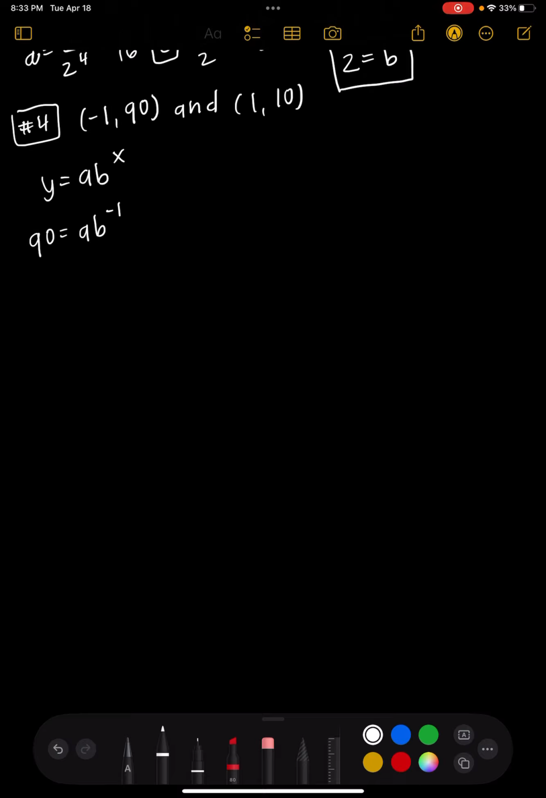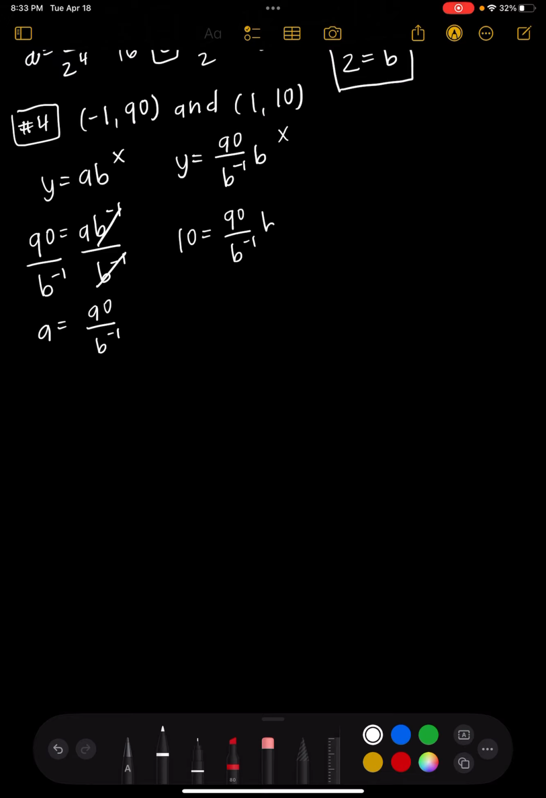Again, I can't solve that for a and just cancel out the b, so I'm going to divide each side by b to the power of -1. And I end up with a is equal to 90 over b to the power of -1, which is what we're going to, now we're going to go back and replace the a in my original equation with that. So we have y is equal to 90 over b to the power of -1 times b to the power of x. Then we're going to go to the second point, which is 1 comma 10, and replace the x and y. So we get 10 is equal to 90 over b to the power of -1 times b to the 1.